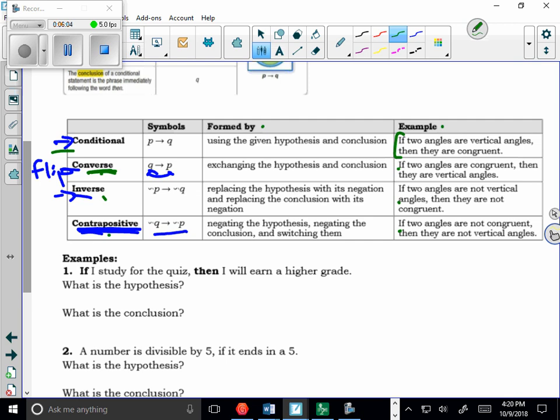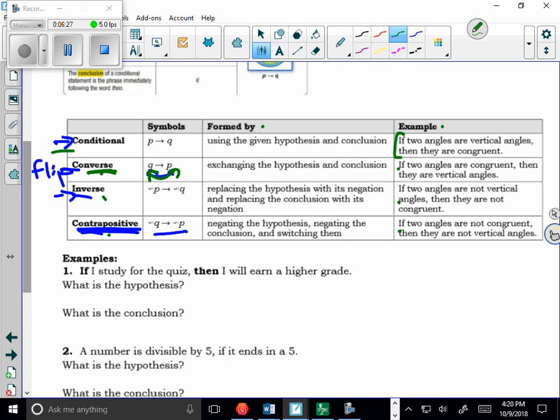Flipping my hypothesis and my conclusion. A way that we can remember that is, and I stole this from another teacher, converse have laces, so we switch the places. Because that's just what we did here. We switched our places of our P and Q. So there's that.